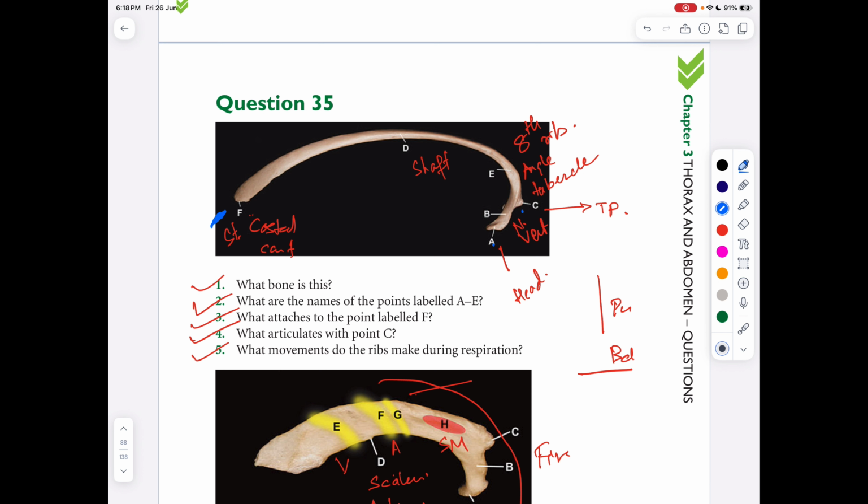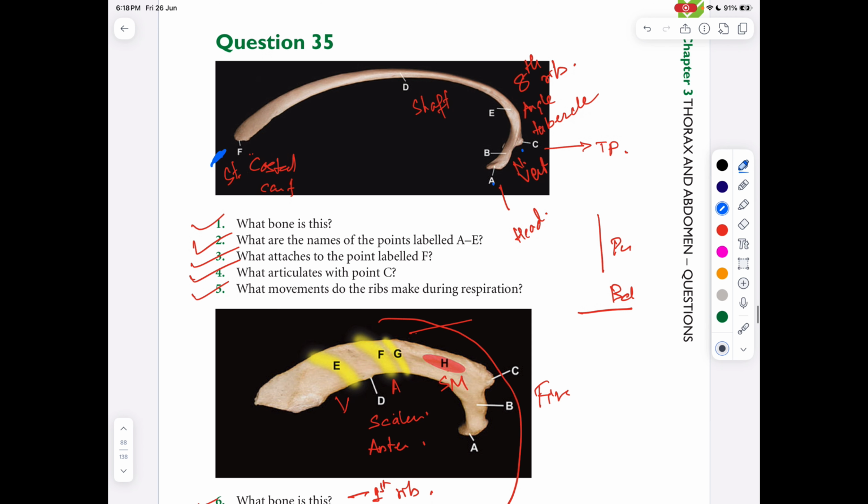What articulates with point C? Point C, the tubercle facet, articulates with the transverse process of the corresponding vertebra. What movements does the rib make during respiration? The intercostal muscles increase the transverse diameter of the chest. Bucket handle movement. So this is the bucket handle.